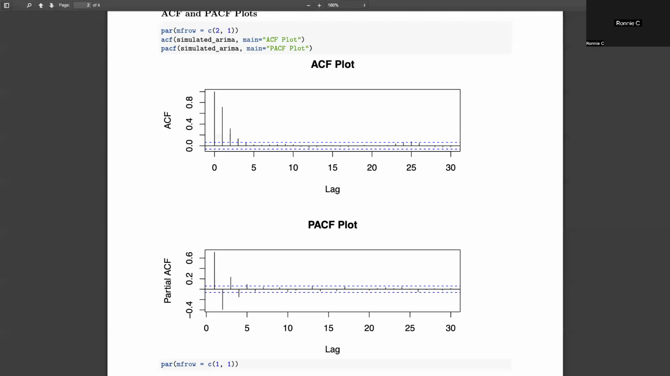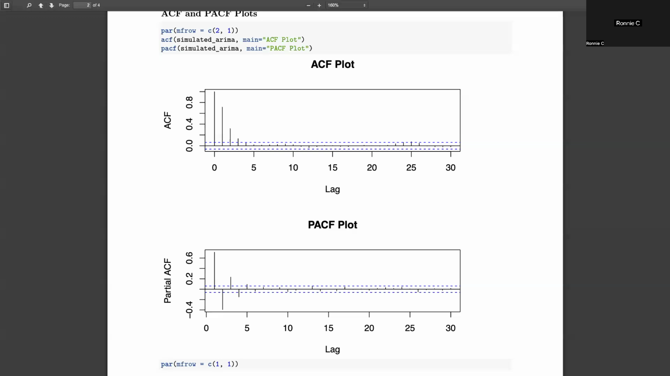We now generate the ACF (autocorrelation function) and PACF (partial autocorrelation function) plots to analyze the time series structure. In this section of the programming code, the function par(mfrow = c(2,1)) arranges the plotting window into 2 rows and 1 column, allowing you to display the 2 plots stacked up vertically.